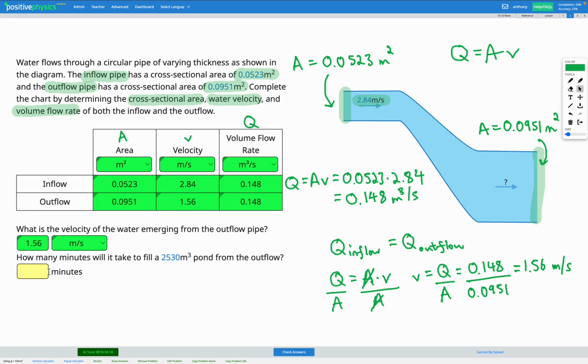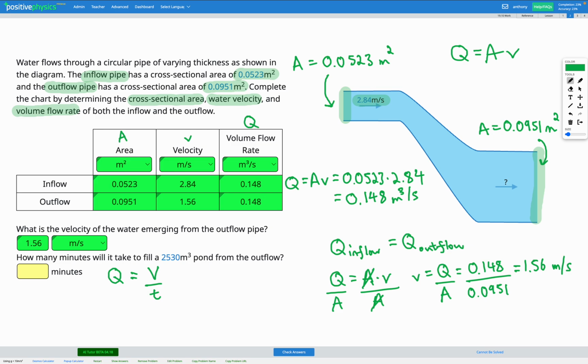Awesome. Okay, final question. How many minutes will it take to fill a 2,530 meter cubed pond from the outflow? For this, we're going to use our volume flow rate. You can see the units of volume flow rate are meters cubed, which is volume, per second, which is time. So our volume flow rate is our volume over time. So we can use this equation to figure out how many minutes it will take.